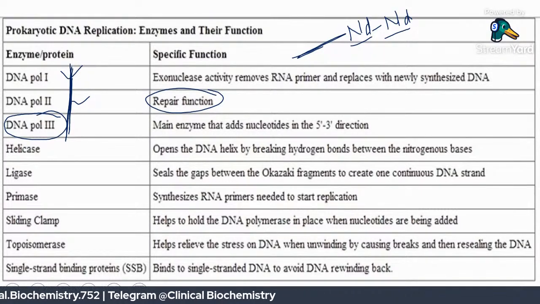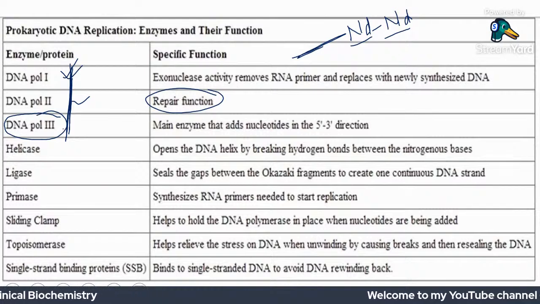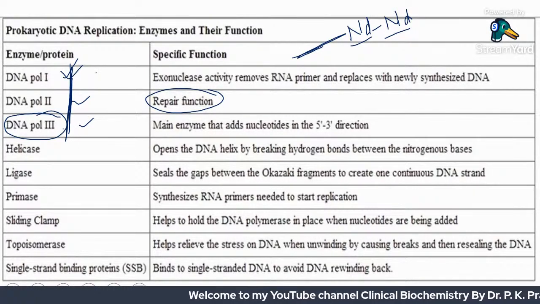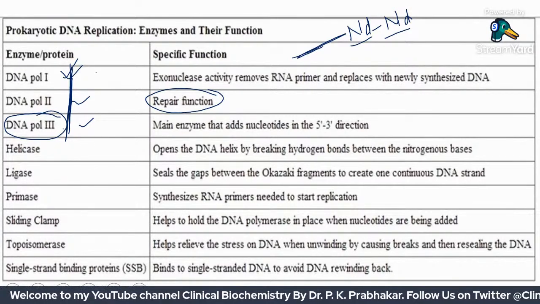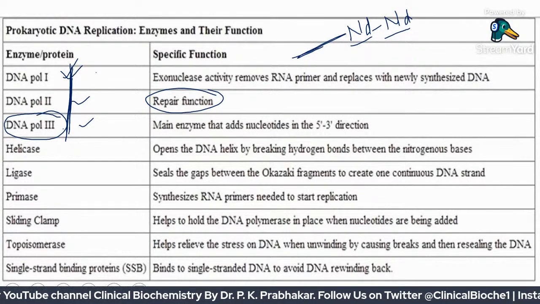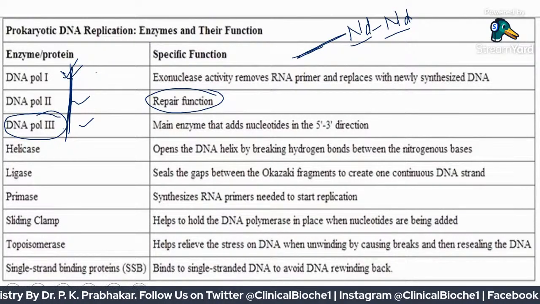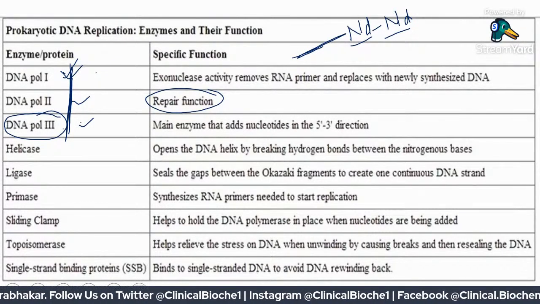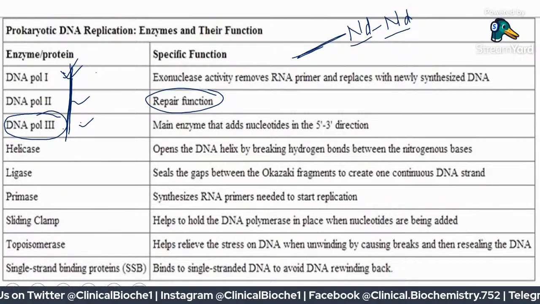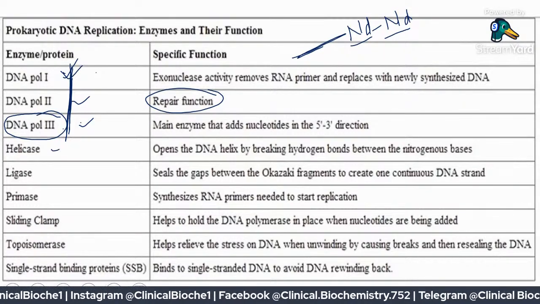Later on, when we compare 1, 2 and 3, at that time you will see why 3 is used for longer DNA and why 1 is required for smaller DNA. For now, it is sufficient that 1 is for a smaller portion, a smaller fragment of DNA. DNA polymerase 3 is for a larger fragment of DNA. Then we have the helicase enzyme.